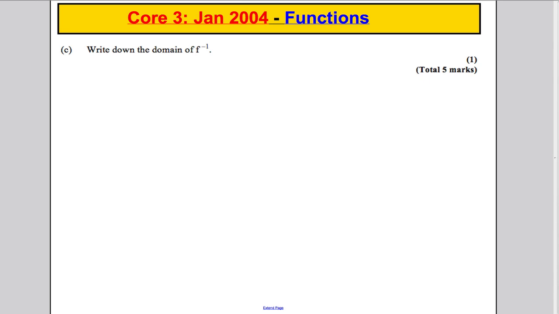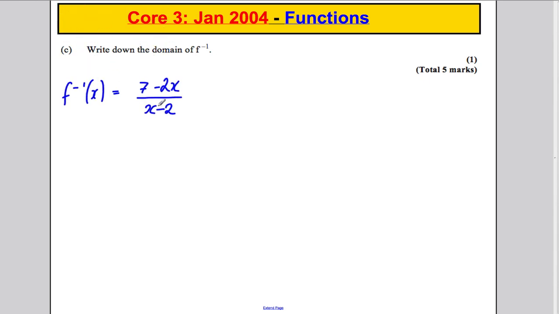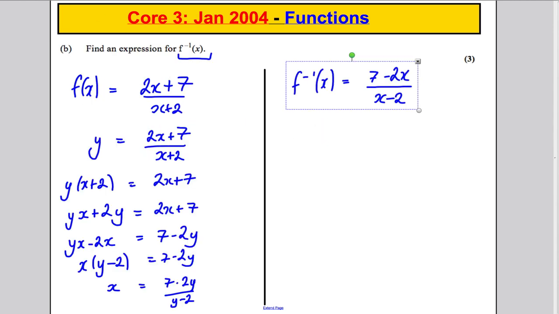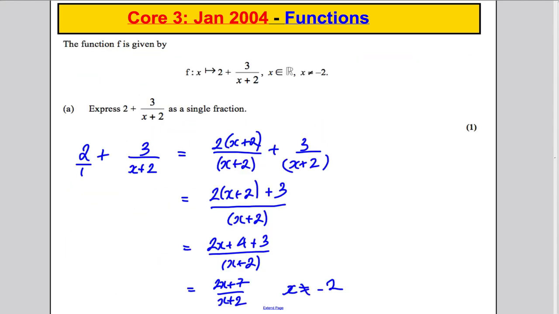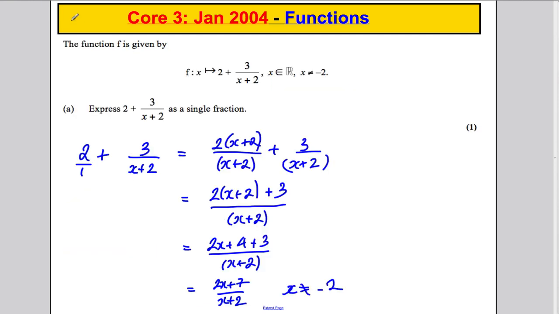Part C, write down the domain of this function. Well, here's our function. And we should know that the domain of f to the minus 1 is equal to the range of the original function. Going back and looking at the original function, it's actually not so straightforward to state what its range actually is.